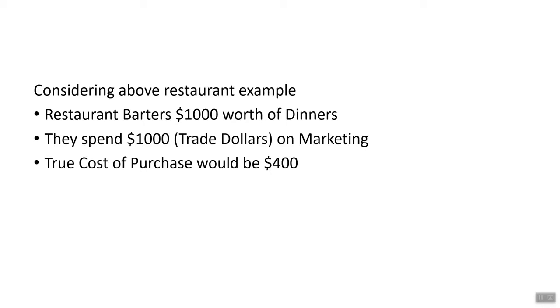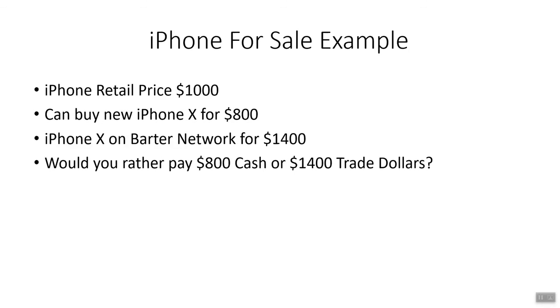But a lot of times people say things are just so inflated. Well, this is the importance of knowing exactly what it's costing you to barter, your true cost. Let's take an iPhone that's for sale in a trade network. Somebody says, hey, I've got an iPhone for sale. The iPhone X retail price is $1,000, but you know you can pay $800 cash for a brand new iPhone X. So already there's a $200 difference between retail and what you can buy for cash right now. But you see this iPhone X on the barter network for $1,400, $400 more than retail. Would you rather pay $800 cash or $1,400 trade? Think about it.